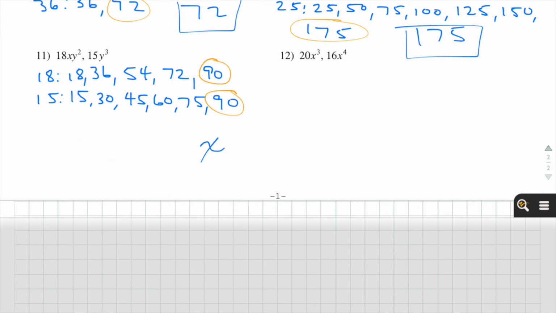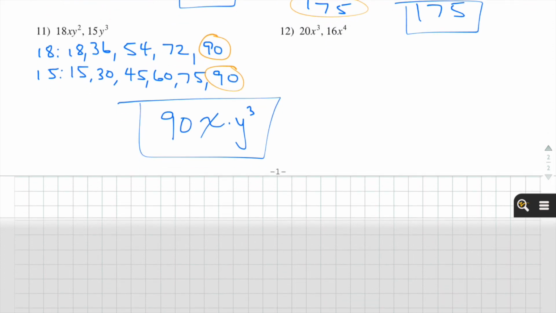So now let's look at the y's. The 18xy squared has y squared as the exponent for the y's, and the 15y cubed has y to the third power. Because the 3 is a greater number than y squared, we're going to use y to the third power for our final answer. So let's go ahead and write everything else down. We end up getting 90xy cubed.